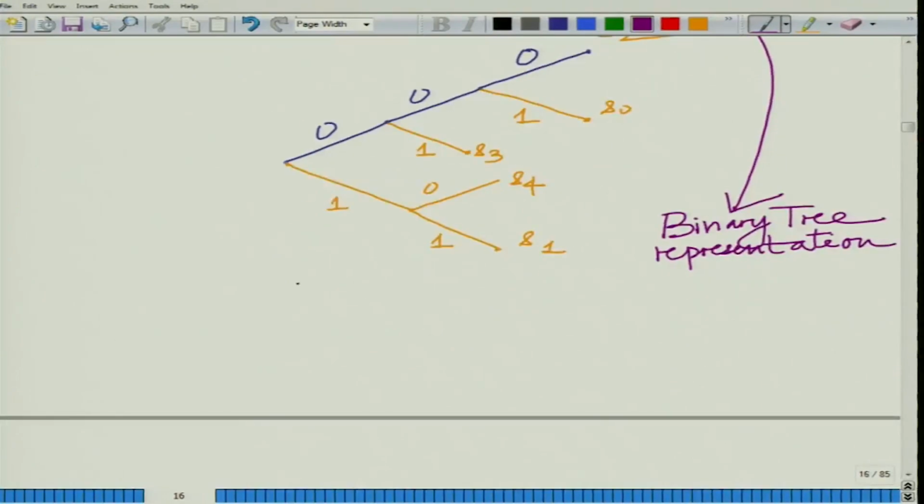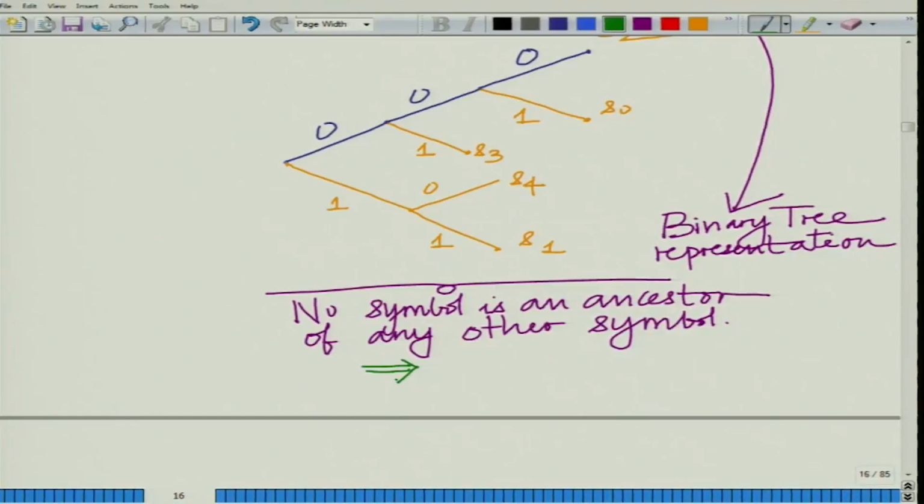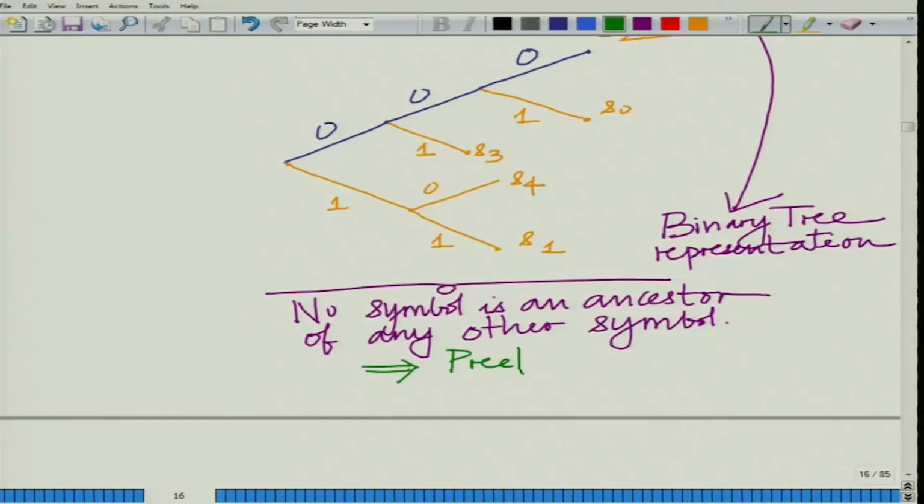And observe from this binary tree that no code word or no symbol is an ancestor of any other symbol, that is, no symbol lies along the path to another symbol in this binary code tree, which implies this is a prefix free code or an instantaneous code, okay.